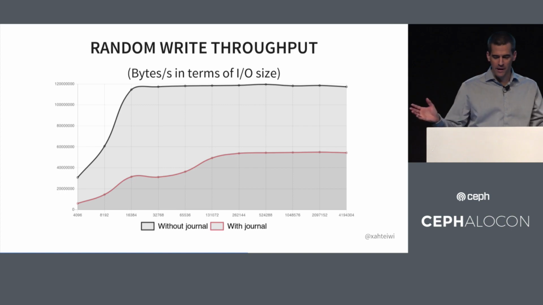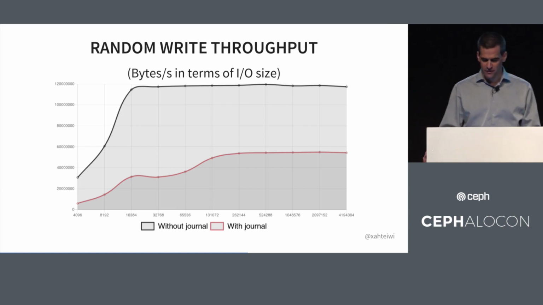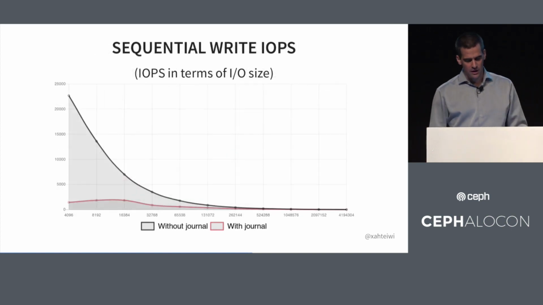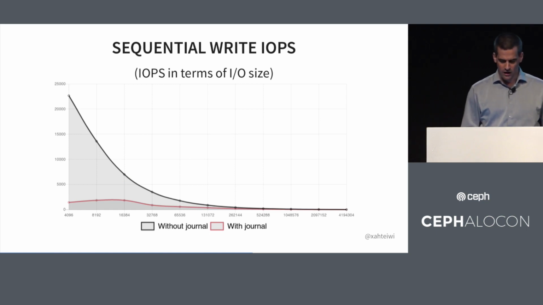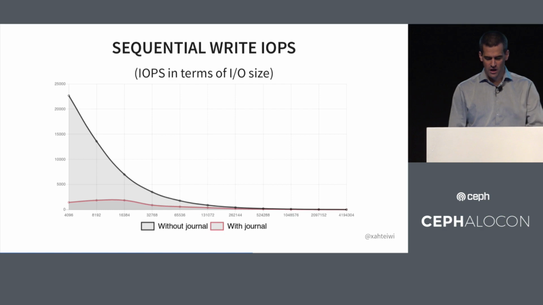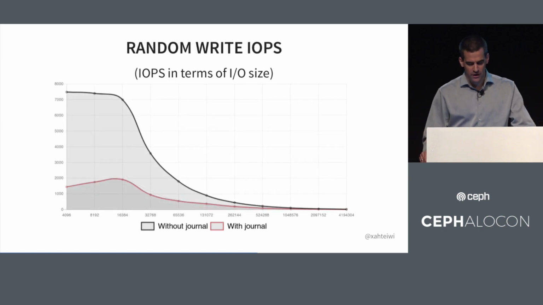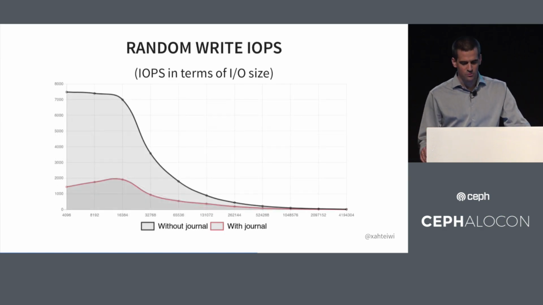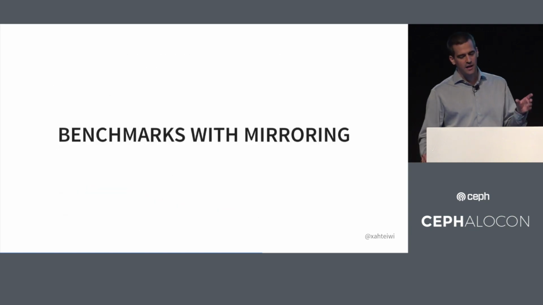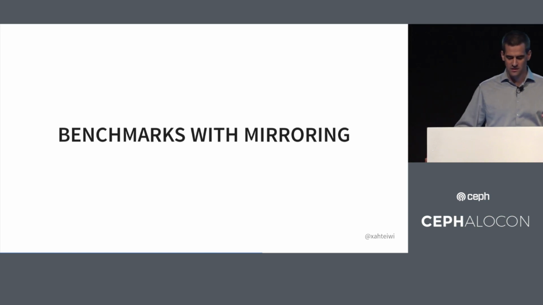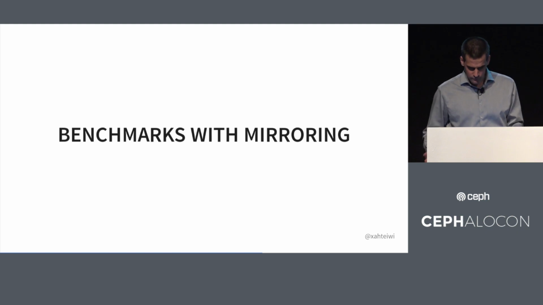Okay, the same pattern expectedly manifests itself for random write throughput. For sequential write IOPS, we're also seeing that 9/10 reduction for small writes. That's on the left of the chart. And again, for random writes, it looks just a little less than what you'd intuitively expect, but it's still quite significant for small writes.